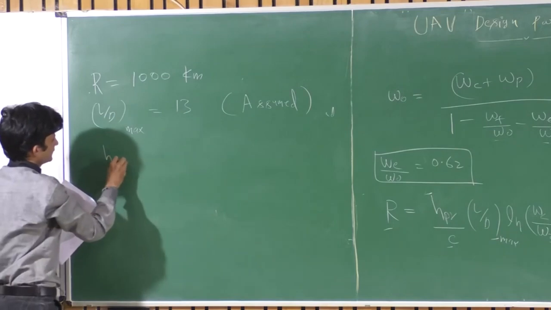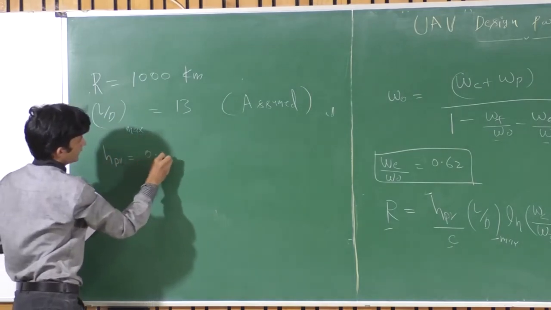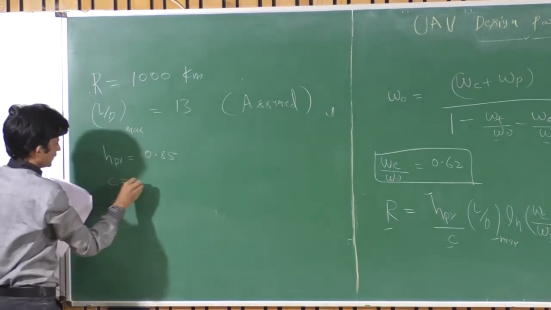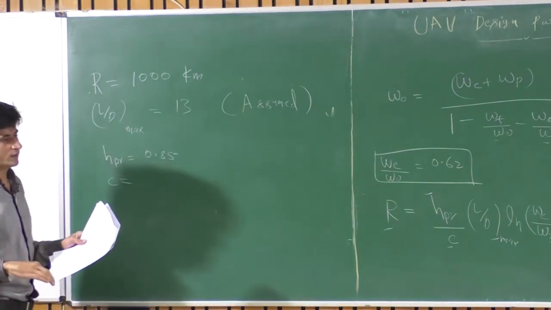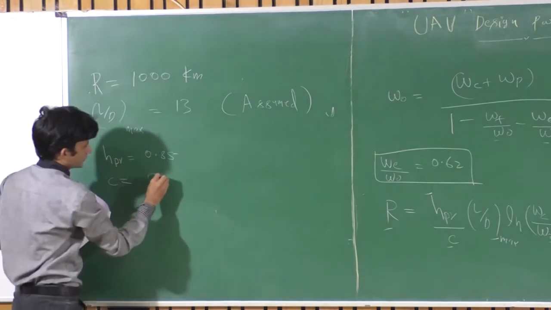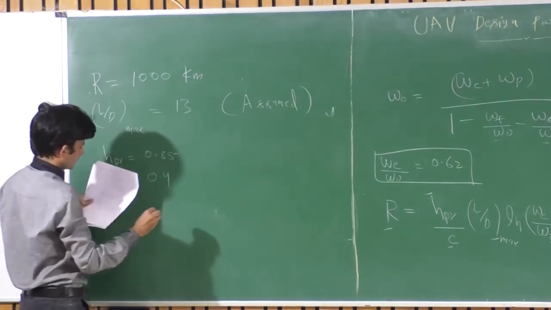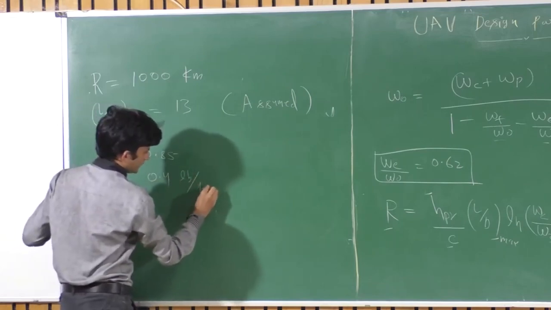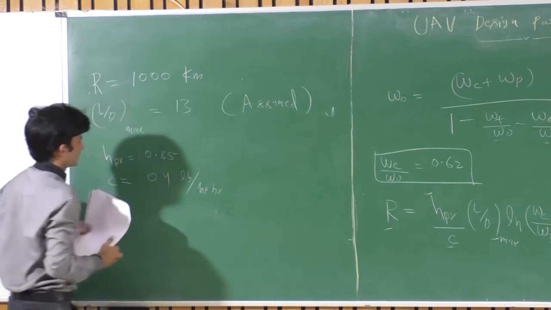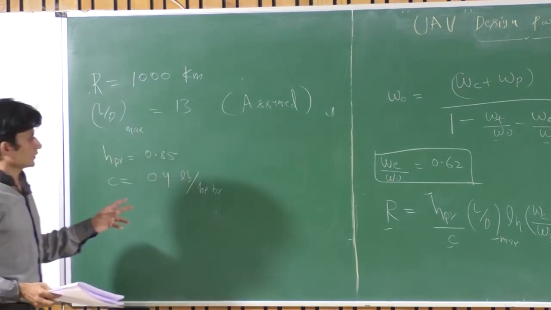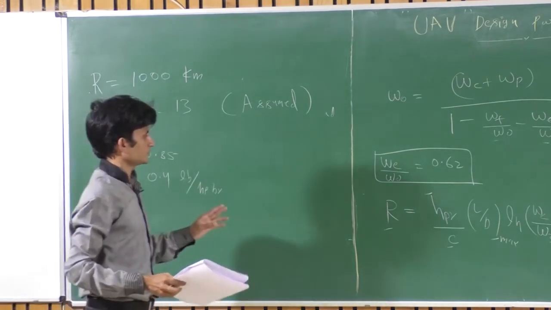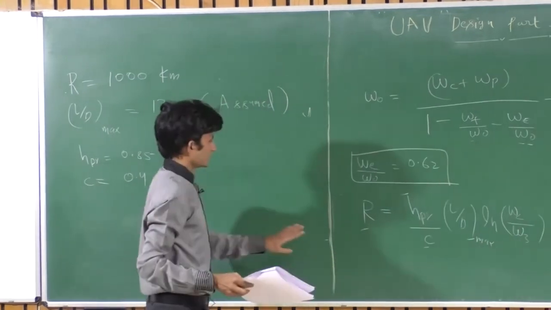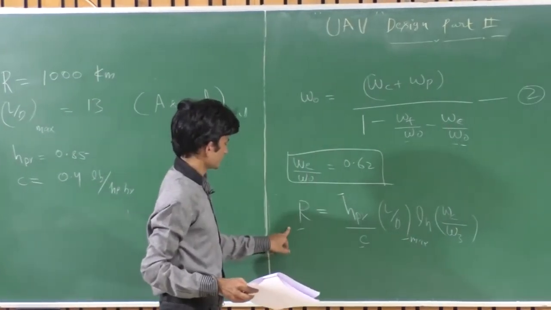Eta PR is generally 0.85. And C is the specific fuel consumption, which you get once you select the reciprocating engine. Generally, it is 0.4 lb per HP per hour. So you can notice that it is better to convert all the units into SI units only. You just convert into one unit.